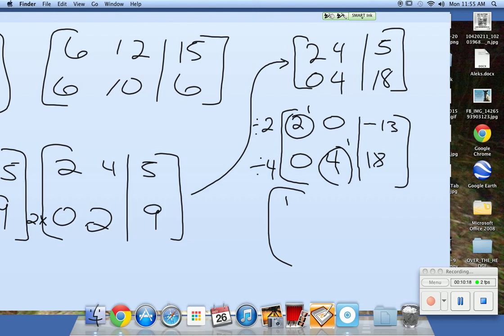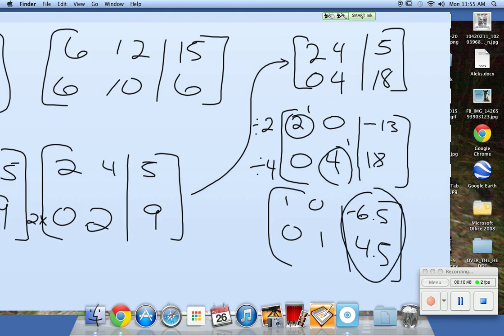So then that'd be 1, 0, 0, 1. 2 divided by 13. Yeah, what am I doing here? Then 18 divided by 4 is? Yeah, 4.5. And that's our X and Y. This is working with matrices, all right?